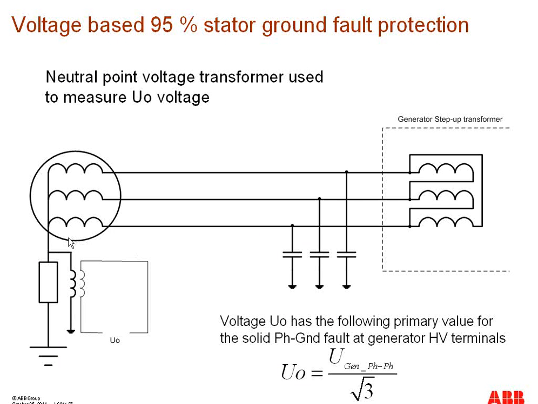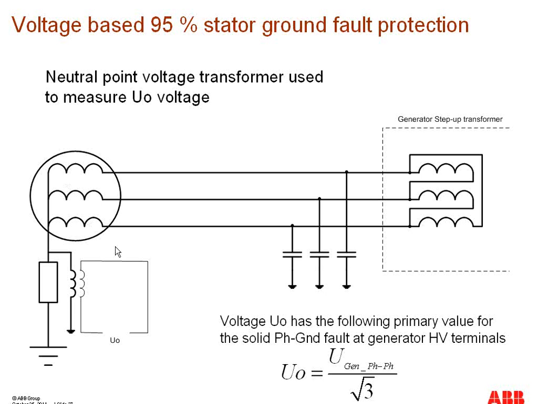We can employ the neutral point voltage transformer to measure the U0, and this will be an indication to have a ground fault protection in the stator. But a disadvantage of this scheme is that if there is any fault or breakage in this neutral point voltage transformer, then in that case U0 will be 0, and that will indicate that there is no fault in the stator winding, which is not the case.